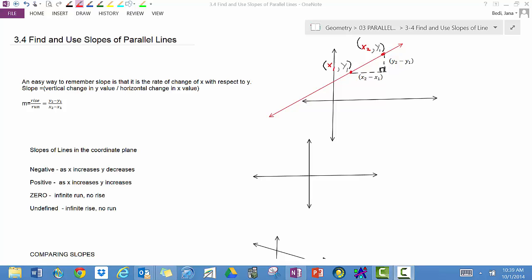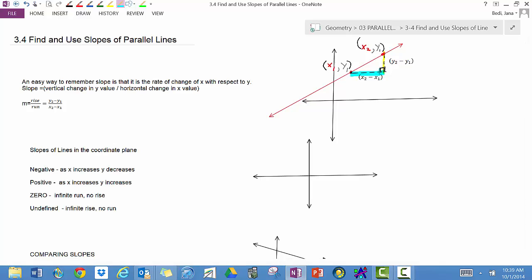In this section, you will find and compare slopes of lines. So the important question to ask is, what does slope mean? Slope is the rate of change of y. So if we look over here, this is how much y changes when x changes by this horizontal amount. And that's basically the definition of slope.